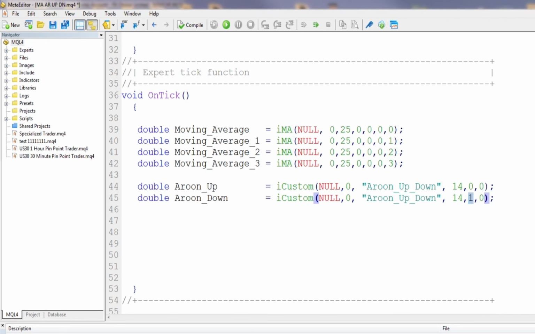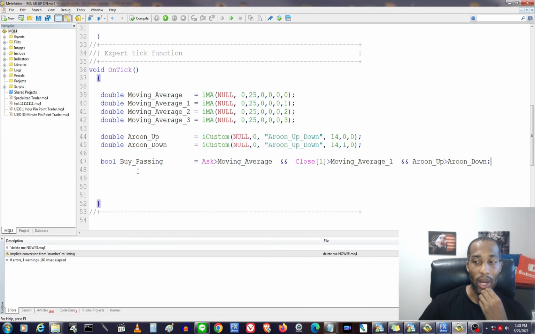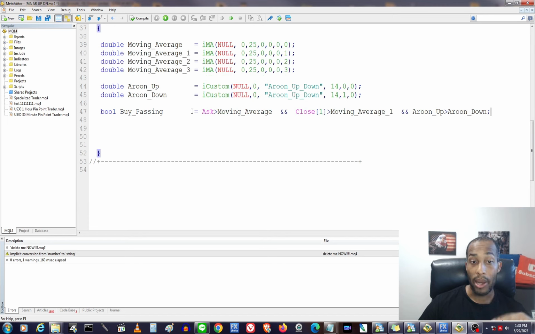Now that we have that too, we're going to be entering our bypassing. What's going to allow us to buy into a trade? We're going to call this bool bypassing. Now if the ask is greater than the moving average current price, and the close of 1 is greater than the moving average, and the Aroon Up and Down current signal is true, then our bypassing will equal true.